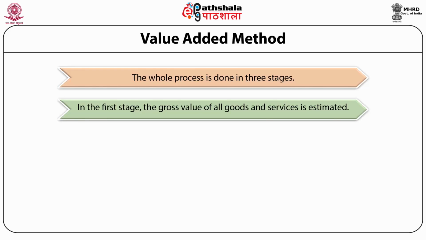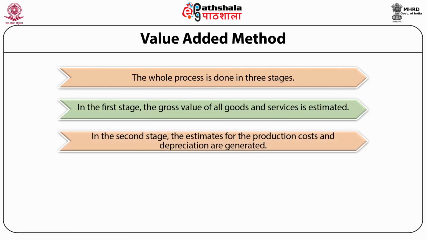In addition, the record of the firms can also be used to get information about total value of sales and inventories. Here, one must be careful to include self-consumption of agriculture production and imputed rent of owner-occupied houses. In the second stage, the estimates for production cost and depreciation are generated. Estimation of production cost and depreciation is a complicated process.